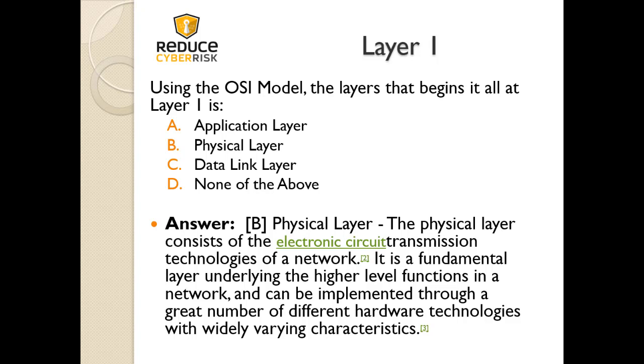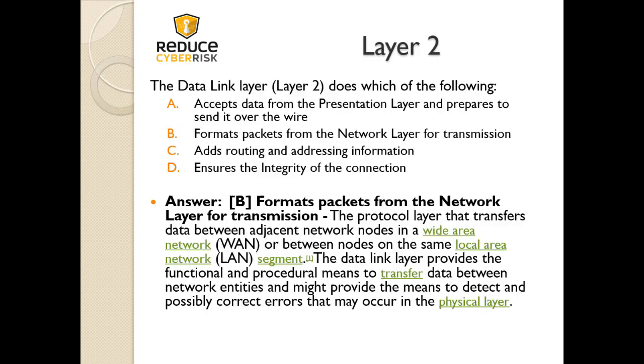The physical layer really consists of all of the electronic connections, the circuits, everything that works in place there. It basically transmits all the technologies to make your network work. As Wikipedia says, it's the fundamental layer underlying the higher level functions in a network. It can be implemented through a great number of different hardware technologies with wide-ranging, varying characteristics. Basically, it's the part that connects everything together. The data link layer connects one server to another server, but the physical layer is the physical box itself and the physical connectivity. So that is layer 1 of the OSI model, the physical layer.